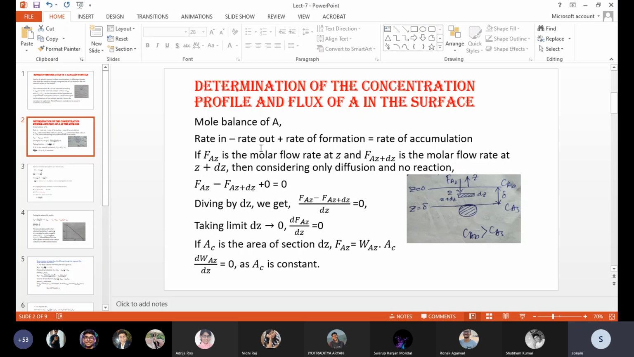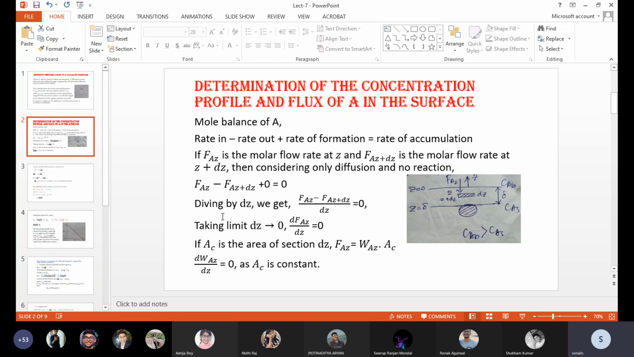So rate in minus rate out plus rate of formation is equal to rate of accumulation. As there is no formation and no accumulation, because it is not a reaction, it is only the diffusion, it will be rate in minus rate out is equal to 0. If FAz is the molar flow rate at z, and FAz+dz is the molar flow rate at z plus dz, then considering only diffusion and no reaction, obviously FAz, the molar flow rate in, minus FAz+dz, the molar flow rate out, plus no rate of formation is equal to no rate of accumulation.